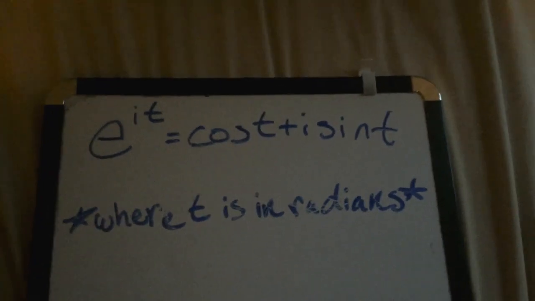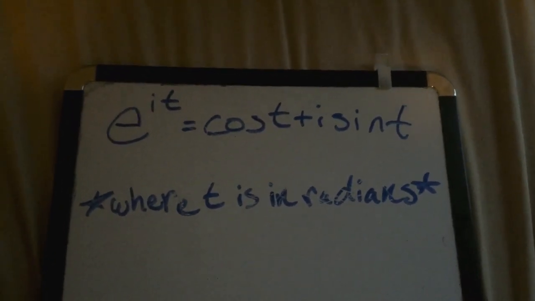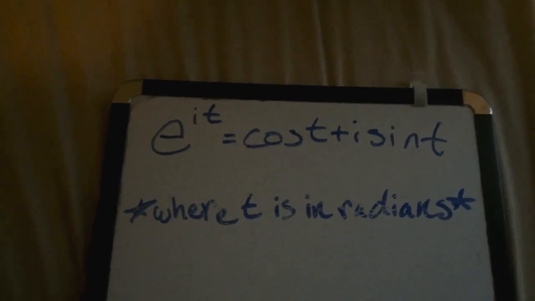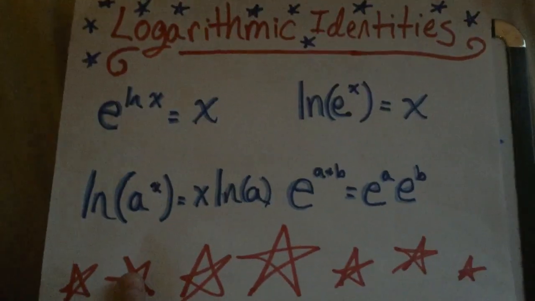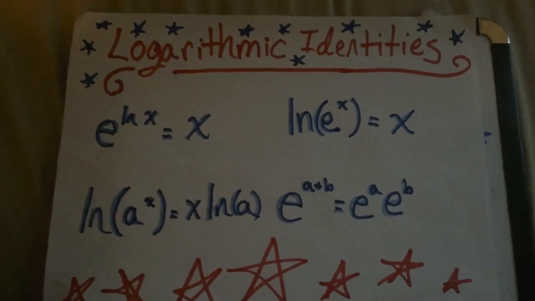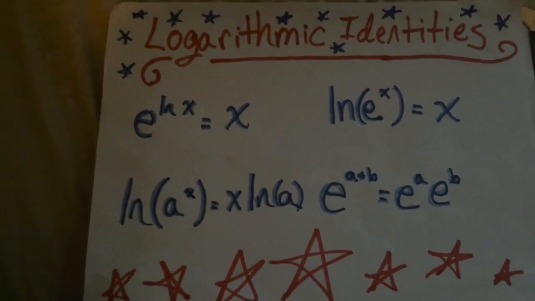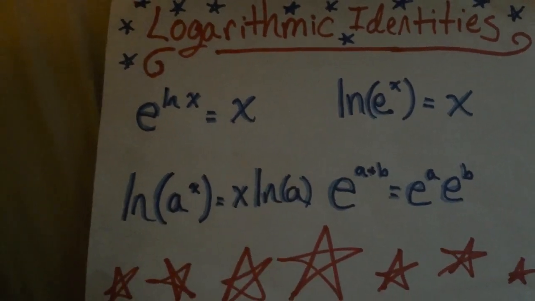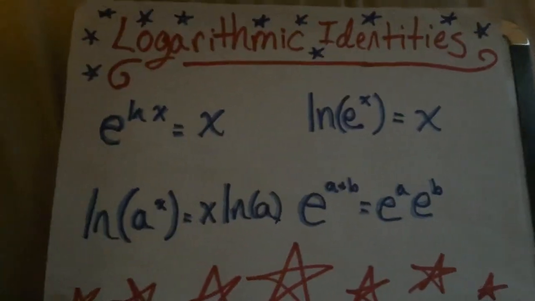e^(it) equals cos t plus i sin t, where t is any real number, and it is calculated in radians. In order to do any calculations, though, we need to know some logarithmic identities. In this video, we will be dealing with the top two. The other two are important to more complex calculations.